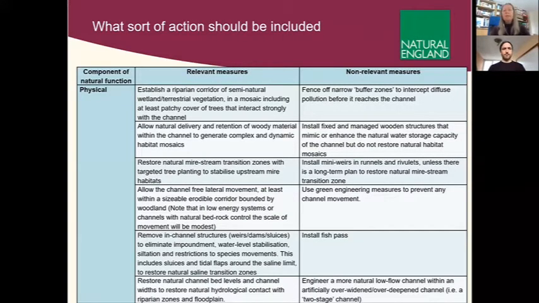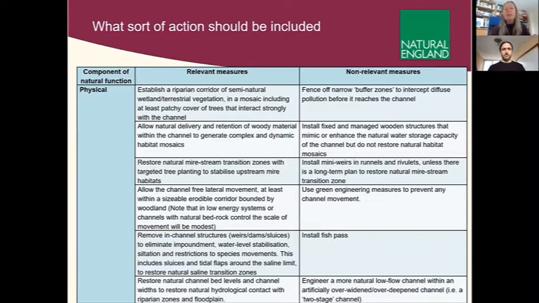So we've said it's where there's the capacity to restore natural functioning. This slide gives you a bit more detail about what we think is relevant in that it does restore natural functioning, and those measures that we think probably, well, they're not going far enough. And so these are a few examples from the physical component for rivers, but we have a table for both rivers and lakes, and it does cover all those components: the physical, the hydrological, the chemical, and the biological.